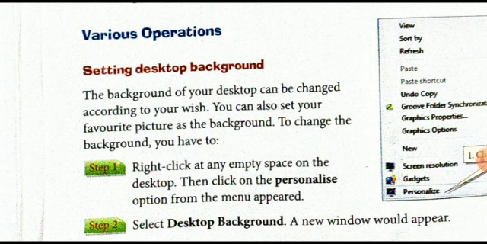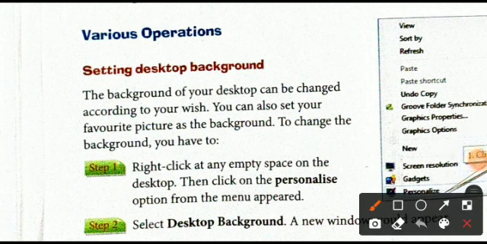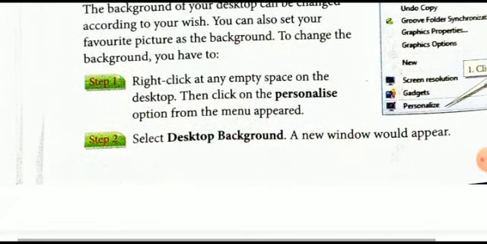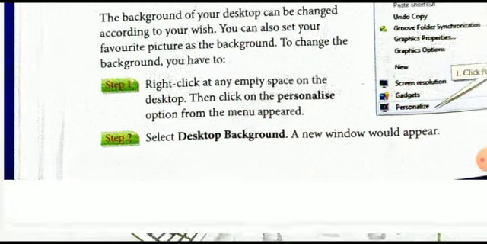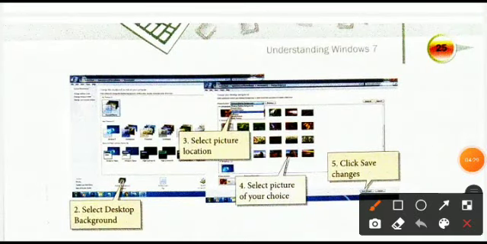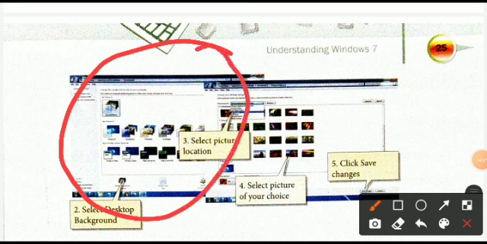So first you have to click on personalize option, that is, right click on desktop, and here you can get personalize option. Right click on the empty space of your desktop and then click on personalize option. A menu appears. Set the desktop background, a new window appears. As you see, there's a new window from where you can use desktop background option here.